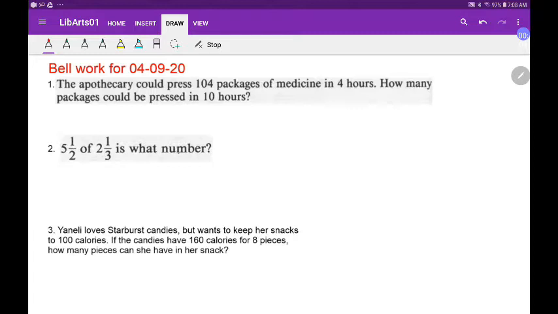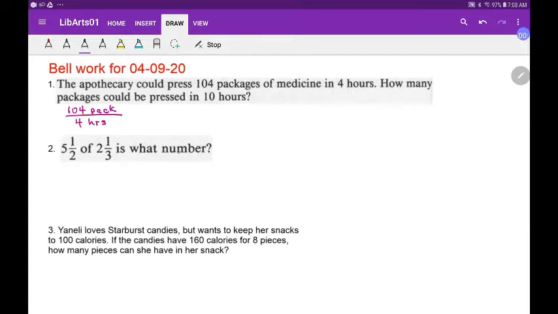The apothecary could press 104 packages of medicine in 4 hours. Maybe hermetically seal. I don't know what press means, but how many packages could be pressed in 10 hours? So they give us a rate of 104 packages per 4 hours.